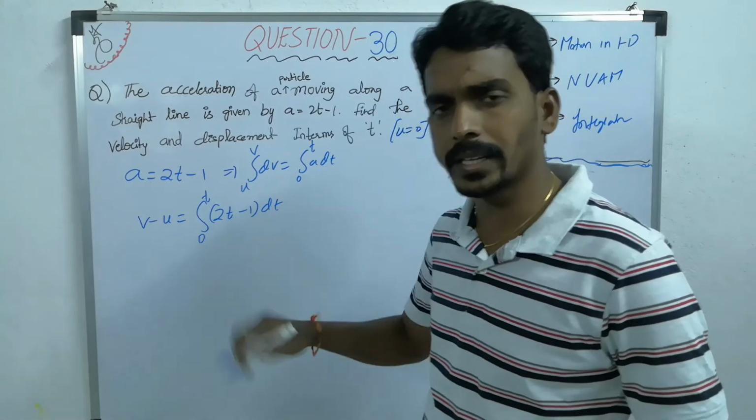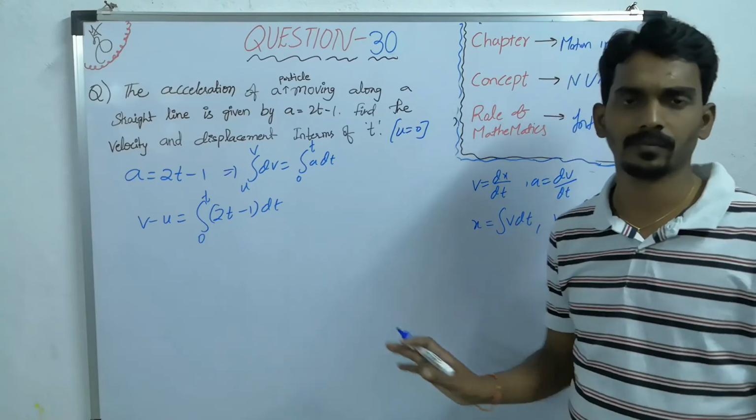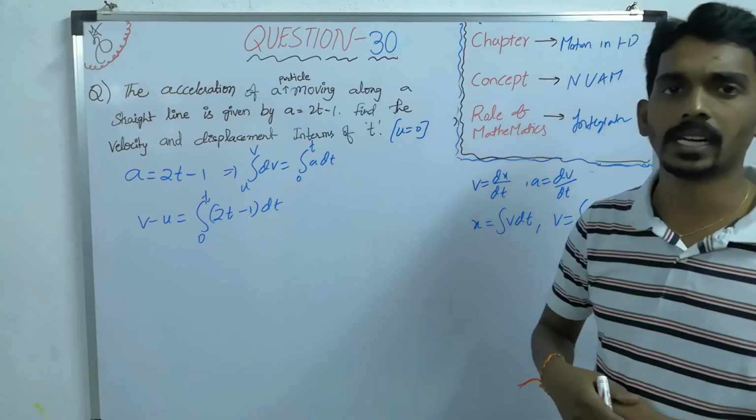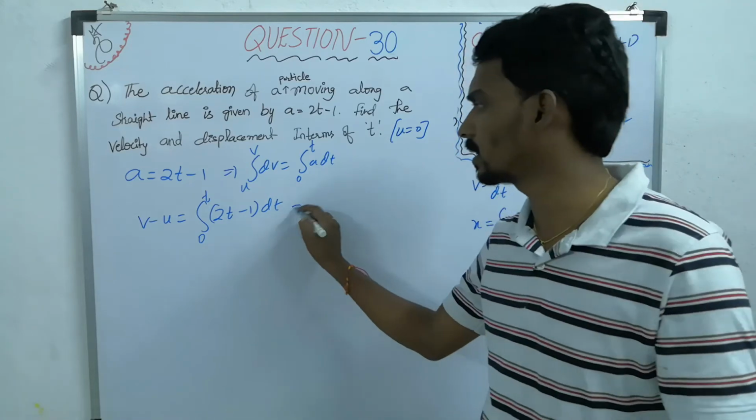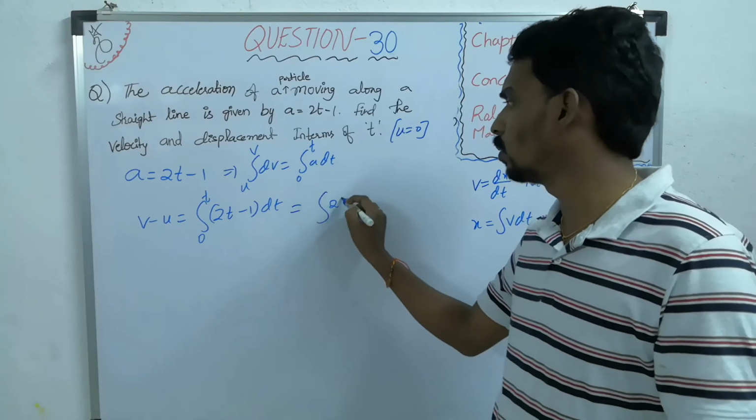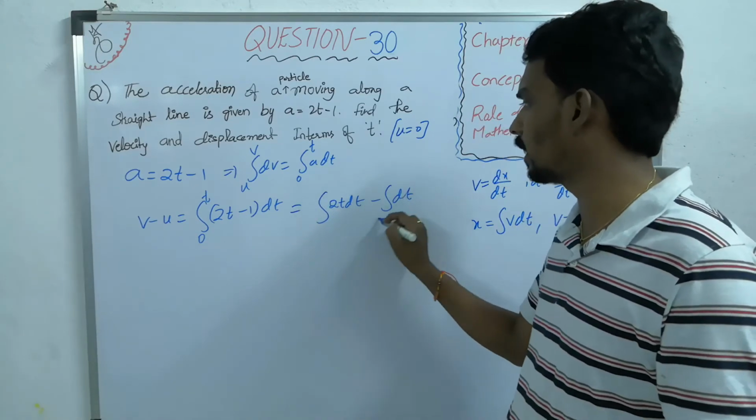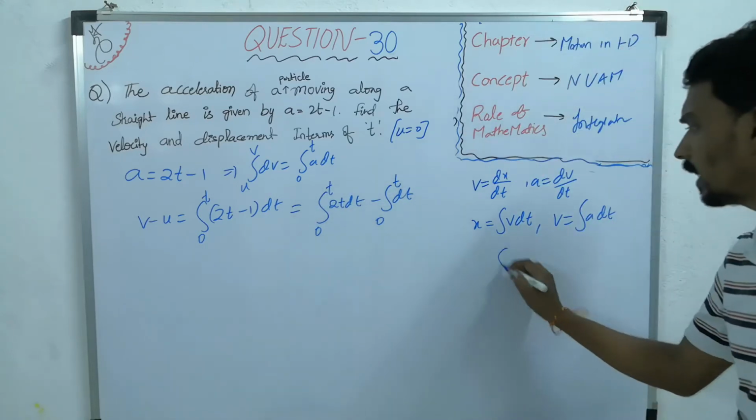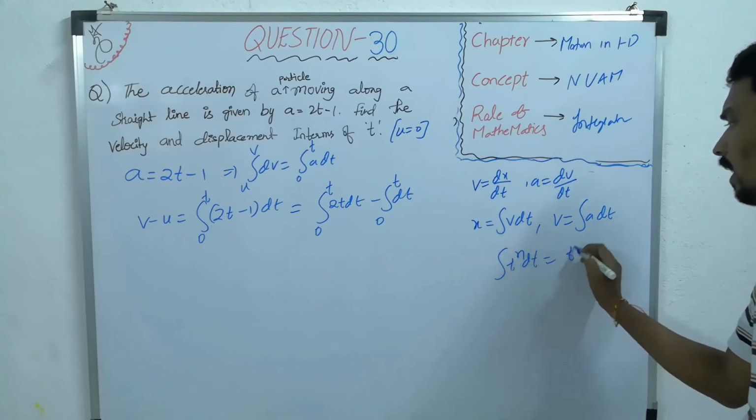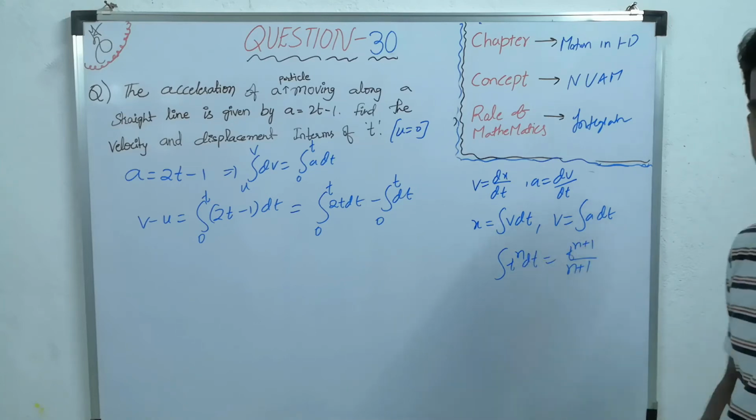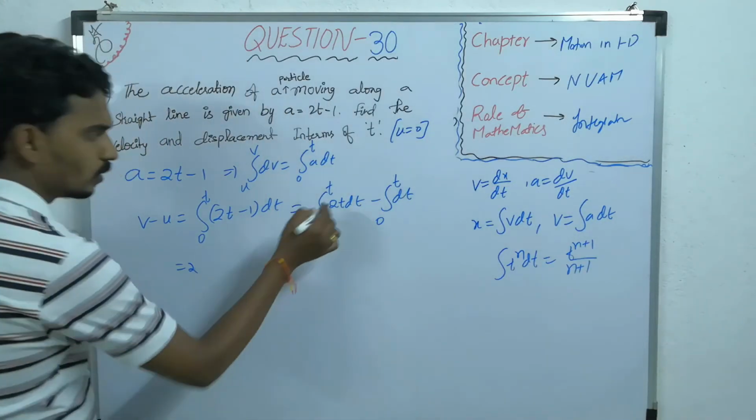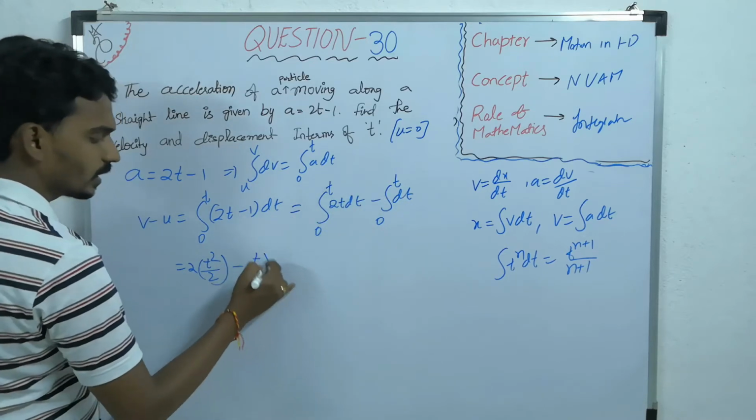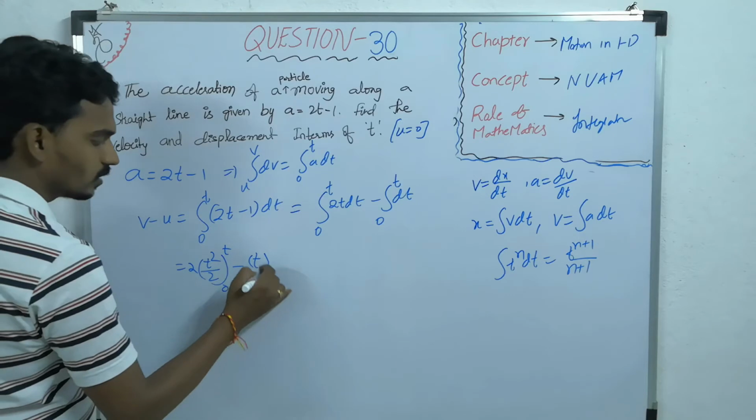If you know integration then it is easy, otherwise it will be tough. The main thing you should know is the mathematical phenomenon called integration. So it equals integration of 2t dt minus integration of dt, from 0 to t. Here 2 is a constant. What is the simple formula for integration? Integration of t power n dt is t power n plus 1 by n plus 1. So it becomes 2 into integration of t dt, which is t square by 2, minus integration of dt, which is t, from 0 to t.